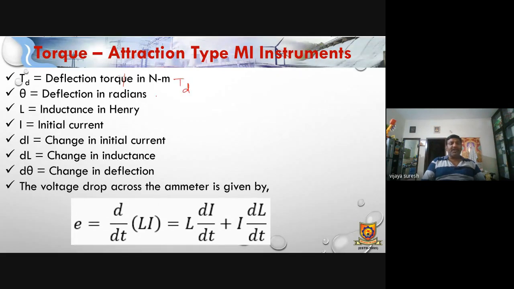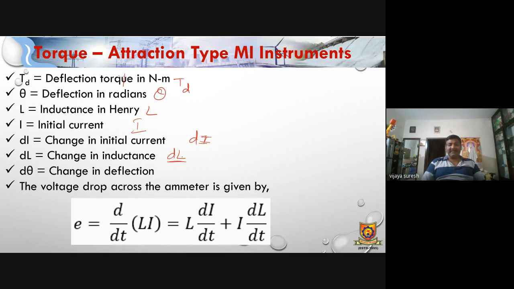TD is the deflection torque. Theta is the angle of deflection. L is the inductance of the coil, in henries. I is the initial current, and dI is nothing but the change in current, and dL is the change in inductance.